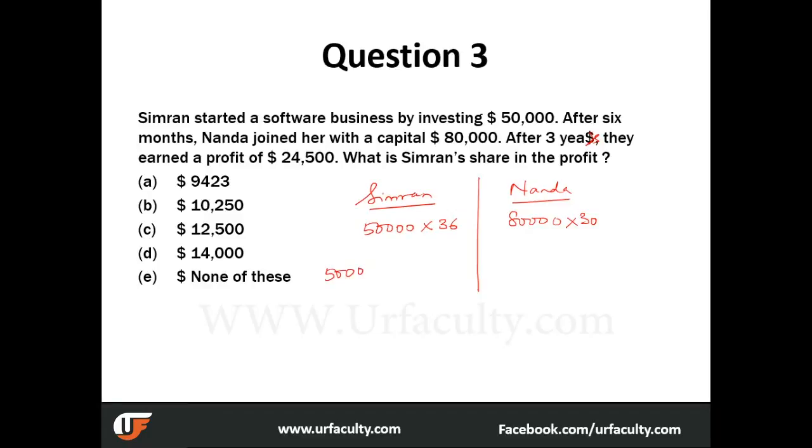So if you now put this in the form of a fraction, what happens? You cancel this out. You are now left with 6 and you cancel this out. The answer is 3 is to 4, right? You cancel this out. So what happens? What is Simran's share now?